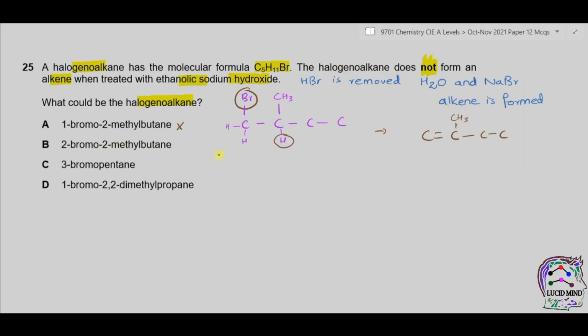Second one is 2-bromo-2-methylbutane. Let's draw. On the second carbon atom we have bromine, and on the second carbon atom we also have a methyl group. On the first carbon atom we have 3 hydrogen atoms. On the third carbon atom we have 2 hydrogen atoms. Now we can see that from one carbon bromine is removed, and from the adjacent carbon, which could be this carbon or this carbon atom, hydrogen will be removed and it will form an alkene. So either this product is formed or this one is formed.